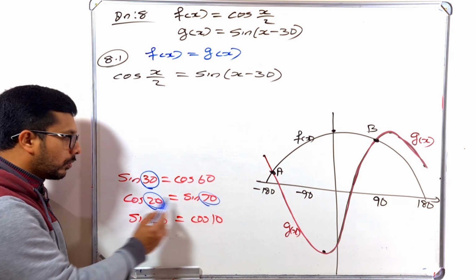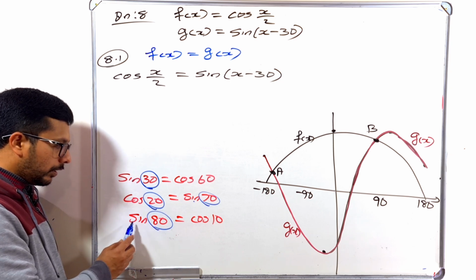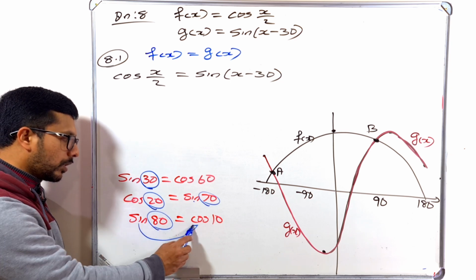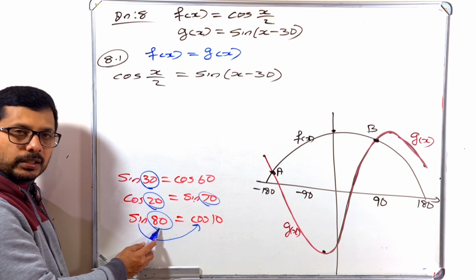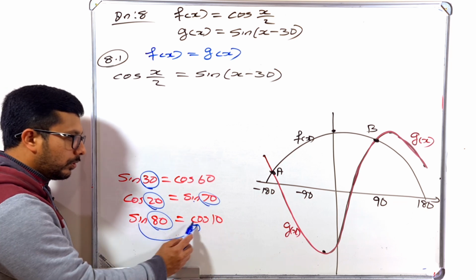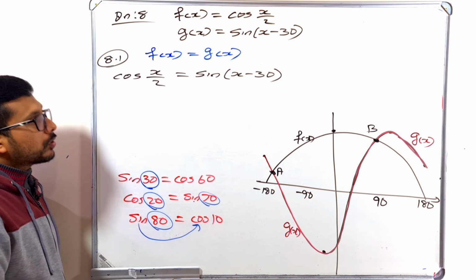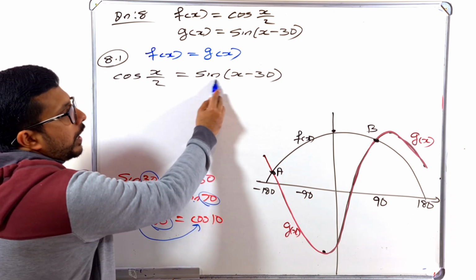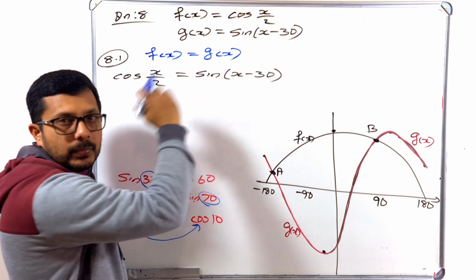Then you can write this cos as sine. Okay, sine 80, you have to convert this into cos. How? You have to check what is 90 minus 80, that is 10. So sine 80 is the same as cos 10, like that. So if I want to convert this sine into cos, I have to subtract this angle from 90.